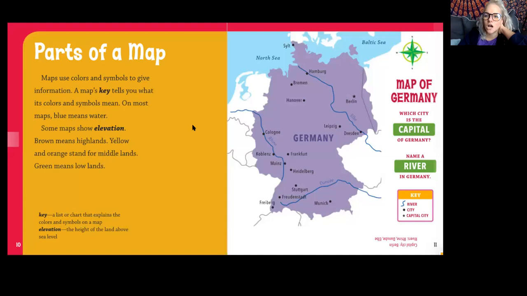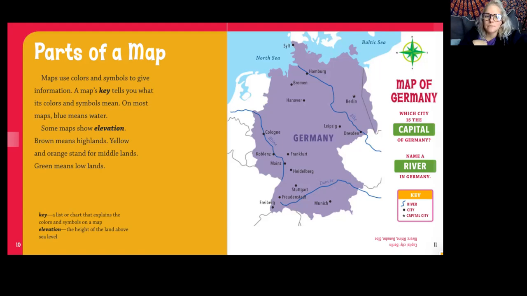All right, now we're going to talk about some of the parts of maps because you guys will be making your own map this week. And these are some things that you can add to your map to make it a little more detailed. So, maps use colors and symbols to give information. A map's key, not like a key that you unlock a door, but like a key that shows us what the colors and symbols mean. On most maps, blue means water. So that's an example of something that you would find on the key.